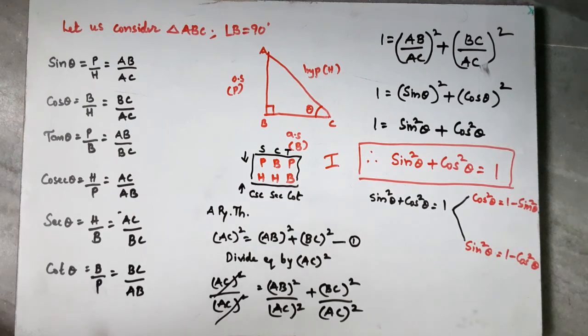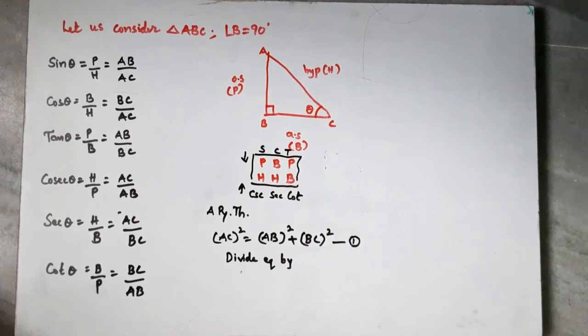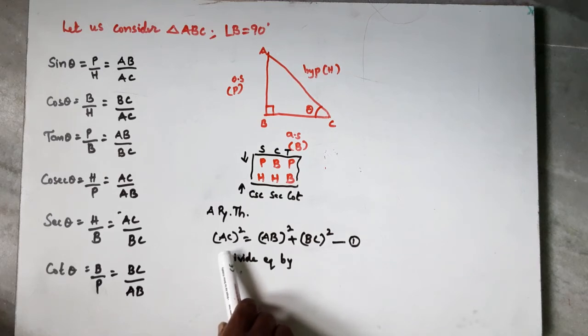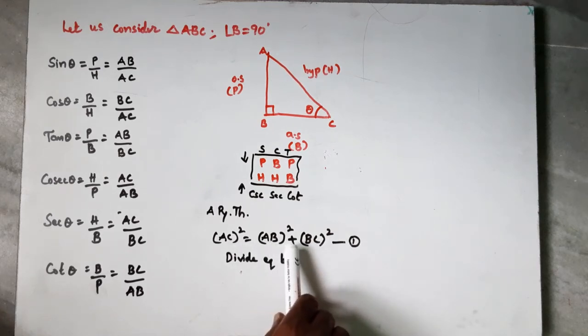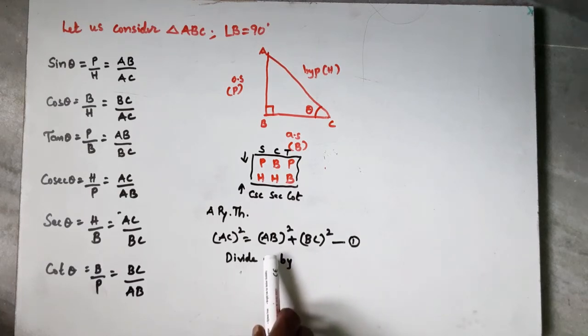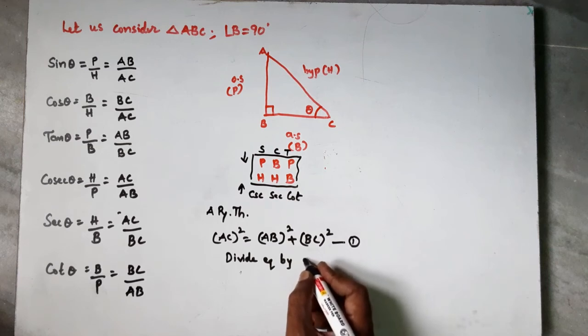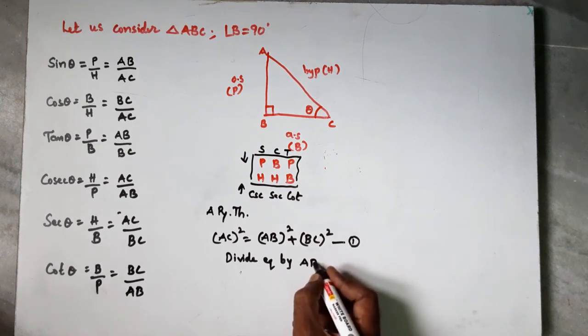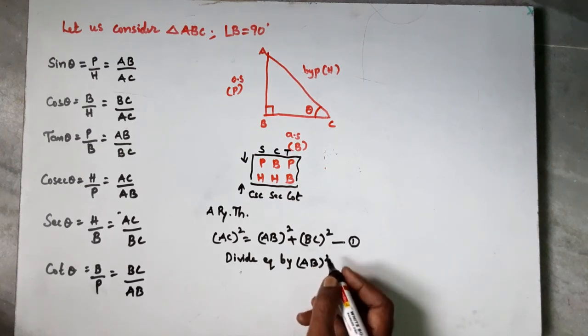Now let us move to the second trigonometric identity. To prove it, we use the same Pythagoras theorem: AC square is equal to AB whole square plus BC whole square. This is the first condition. In the first identity we divided throughout by AC square. Now we divide with AB square.